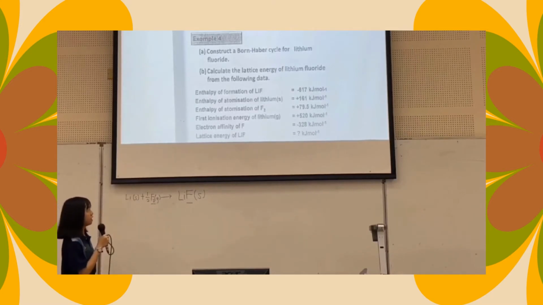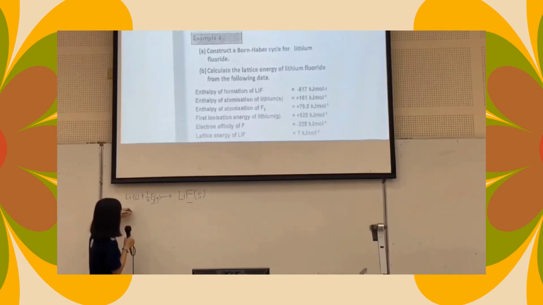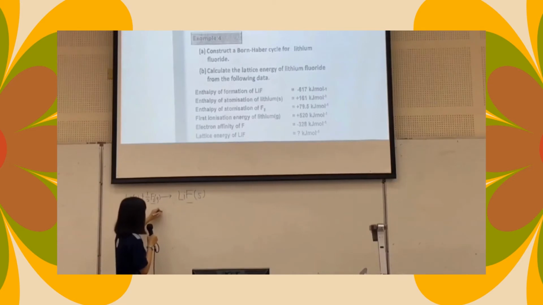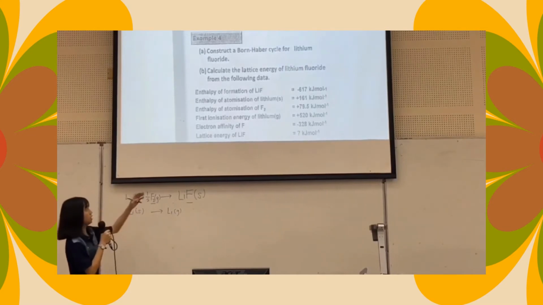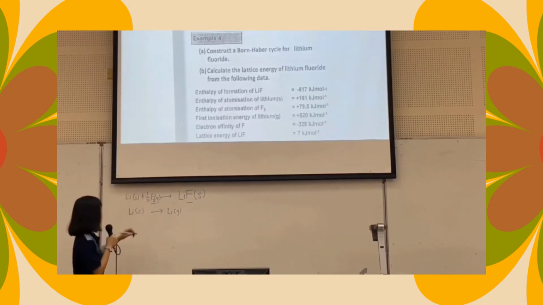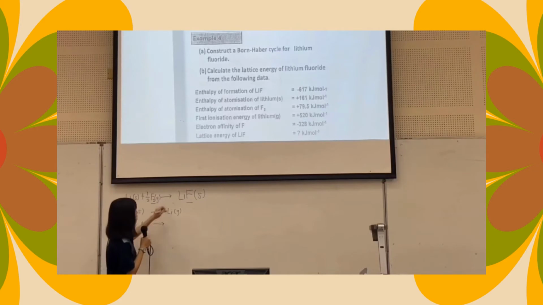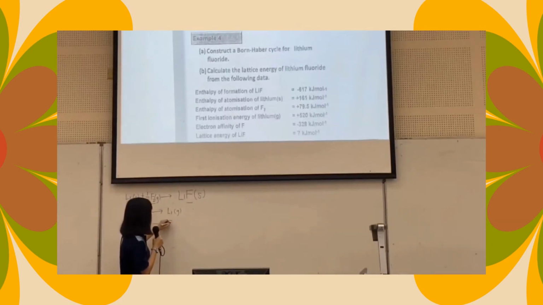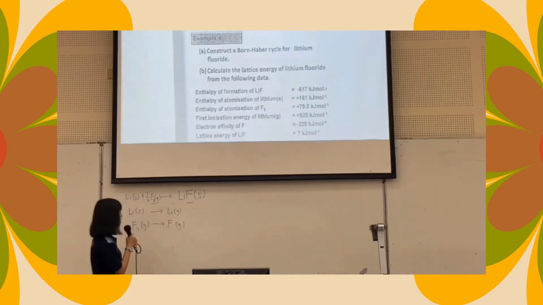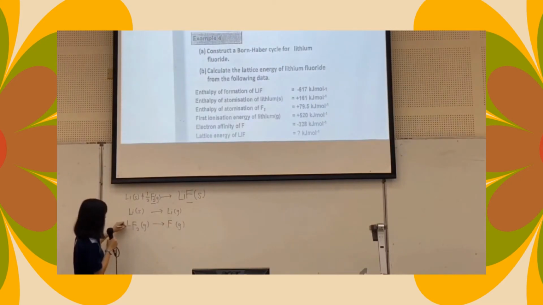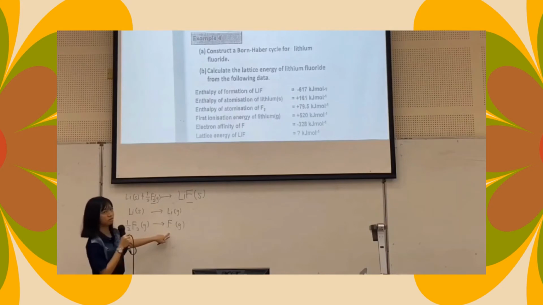So for the next one, enthalpy of atomization of lithium. Lithium is given as solid state. Enthalpy of atomization means that the final product that we get will be in gaseous state, so it will be like this. And the third one, enthalpy of atomization of fluorine gas. After it undergoes atomization, it will get fluorine gas. And now the same thing: we have 2 atoms of fluorine gas, so we have to add 1/2 here, so the final product that we get will be 1.